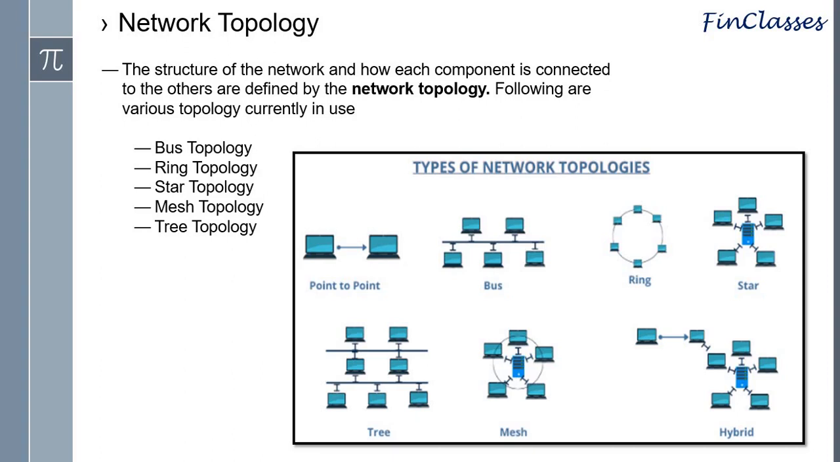Following are the various topologies currently in use: bus topology, ring topology, star topology, mesh topology, tree topology, and there could be hybrid topology, which is nothing but a combination of one or two of these topologies. Now we will see each and every one of these topologies, and understand the advantages and disadvantages also. Now let us move to the first one, bus topology.